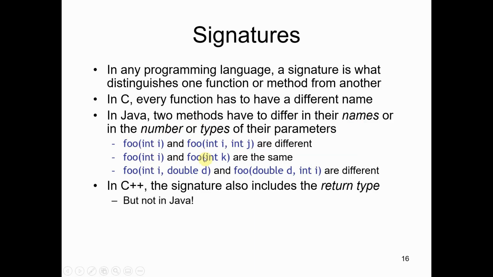And then for the second example, they are the same because their type is the same. Even though they use a different parameter name, they are considered the same. And the third one, they have the same number of parameters, however, the type of the parameter is different, so they are different. And in the C++ language, the signature also includes the return type, but Java doesn't have this flexibility. So this gives you how to differ in the signature in the language.